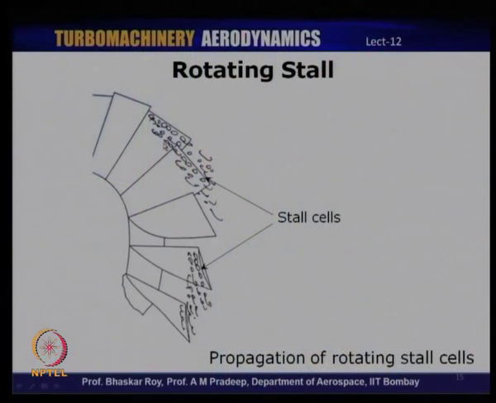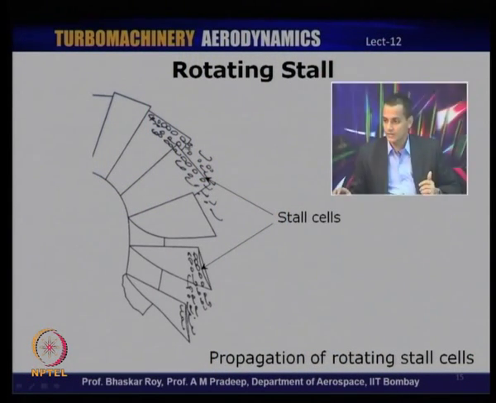As I mentioned, you could also have more than one set of stalls or stall cells moving along the annulus. Like you see here in this example, you have multiple stall cells which are propagating along the tip of the compressor blade.